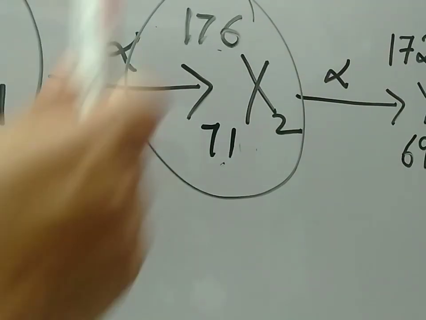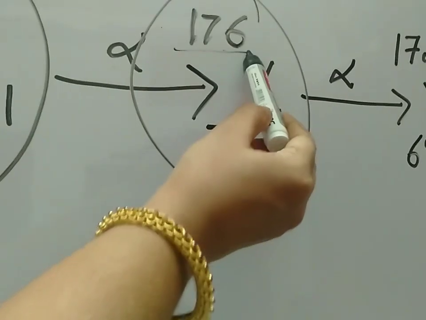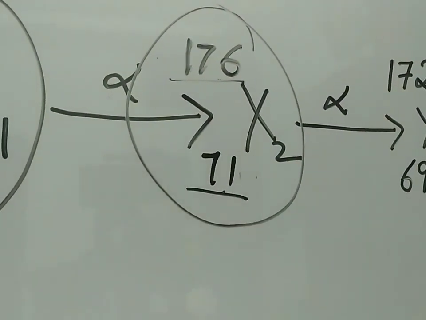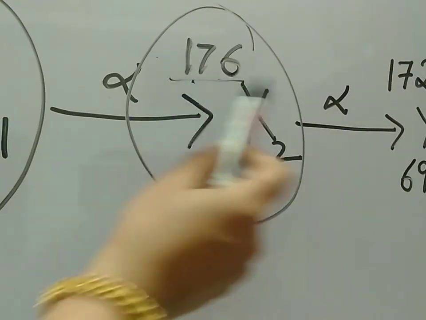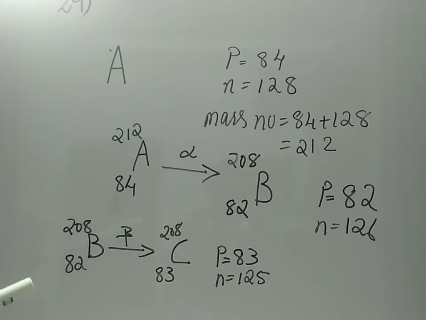From the second daughter to the third daughter, again alpha emission is taking place. Alpha means mass number reduced by 4 and atomic number reduced by 2. 176 minus 4 is 172, 71 minus 2 is 69. Next, question number 29 in your exercise.